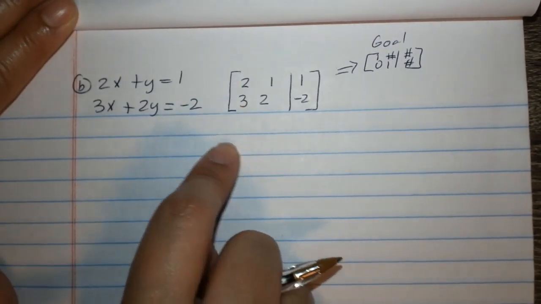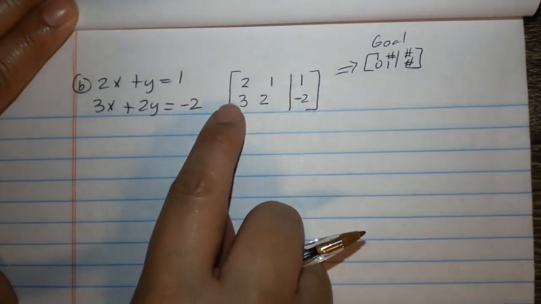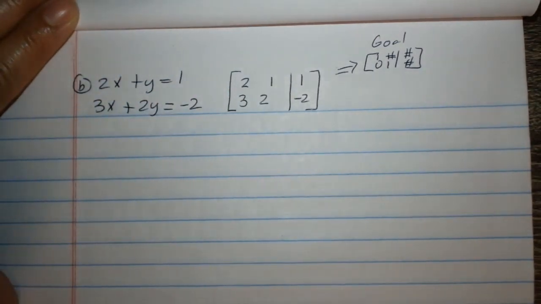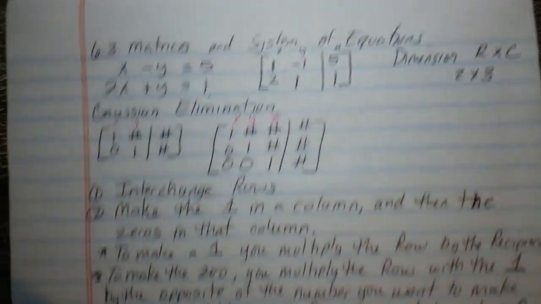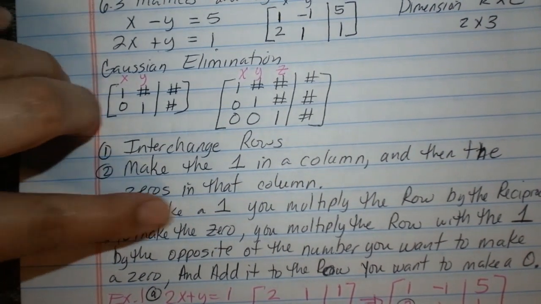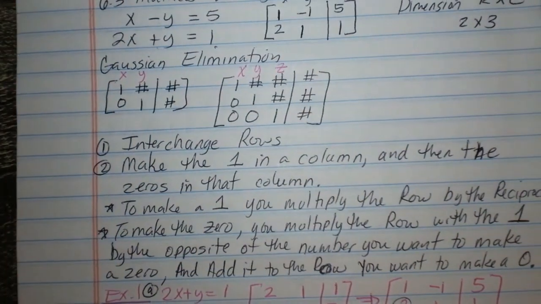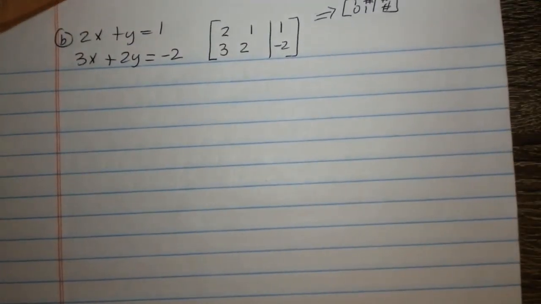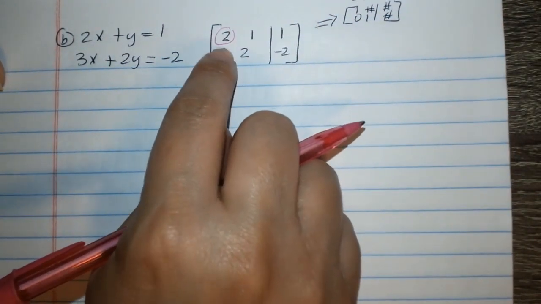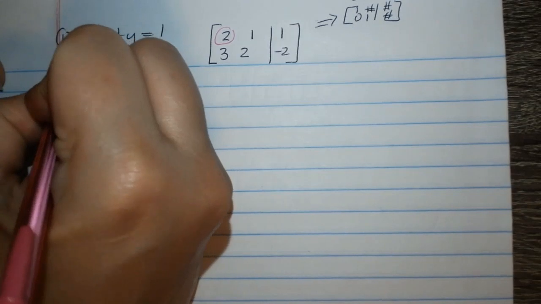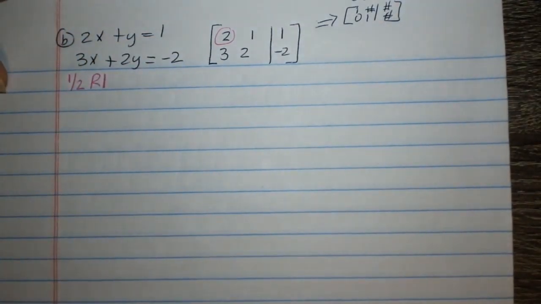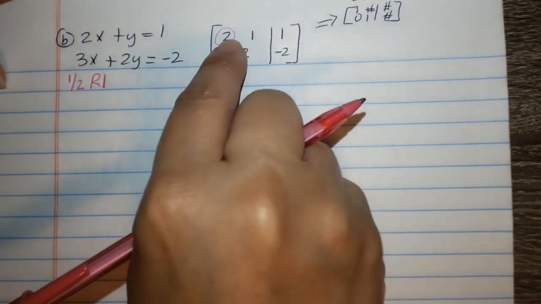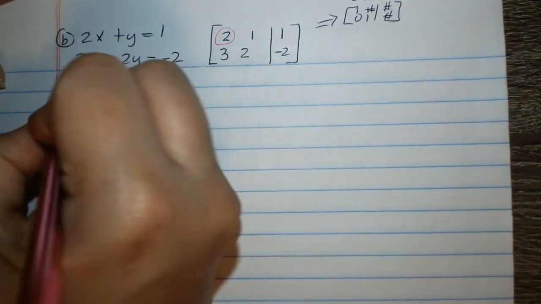So can I interchange here? Do I have a 1 here if I move it to the top? No. So the first thing is we have to make a 1. Go back to your rules. To make a 1, you multiply the row by the reciprocal. So I want to make this guy a 1. The reciprocal of 2 is 1/2, and I'm going to multiply row 1 by 1/2. So multiply the row by the reciprocal of the number you're trying to make a 1.